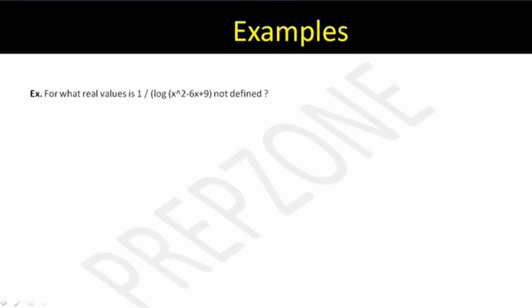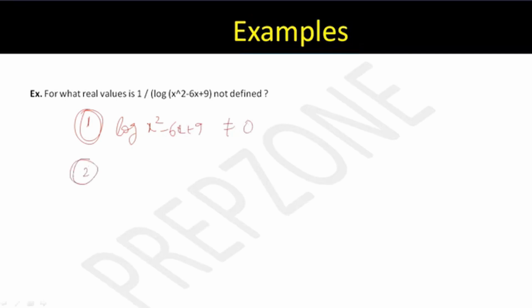This is a question of domain. It's essentially a question of function, but I've included it here as well because the function includes a logarithm. So see, the first thing is this is 1 by something. So the first corner point: base cannot be 0. 1 by 0 is not defined. So log of x square minus 6x plus 9 should not be equal to 0.